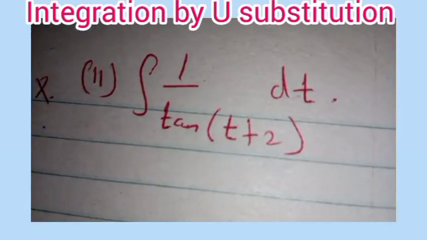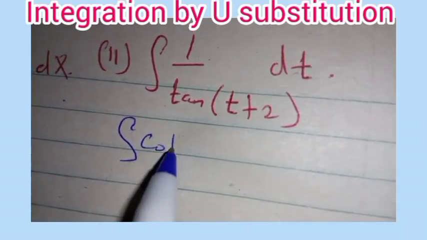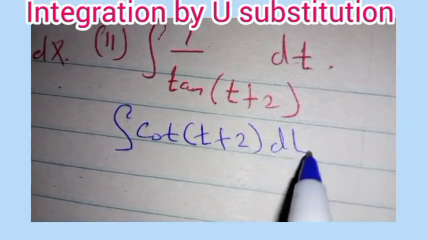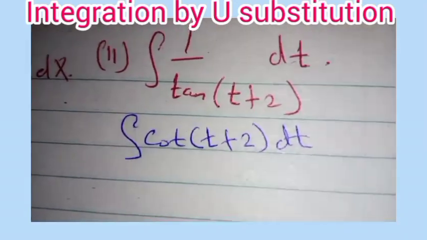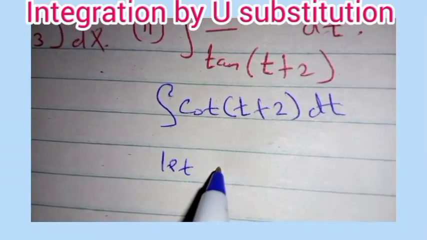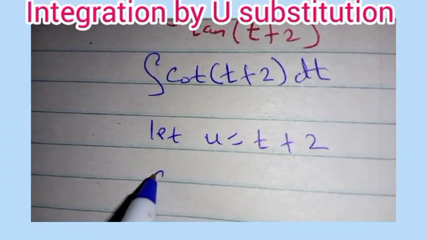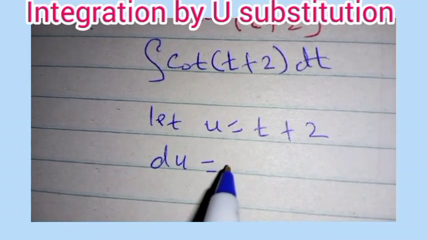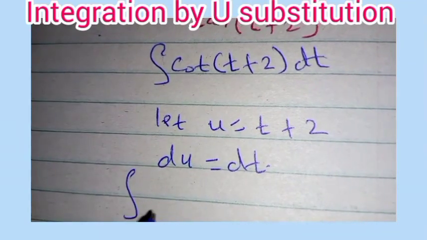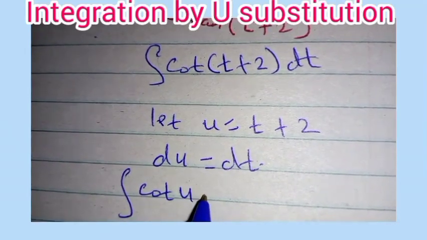We have this other example here. First of all, we are going to write it in terms of cot. This is the same as cot of t plus 2 dt. 1 over tan is the same as cot. So we let our u to be equal to t plus 2. You differentiate both sides to get du is equal to dt. So you plug back where you have t plus 2, you write u du.